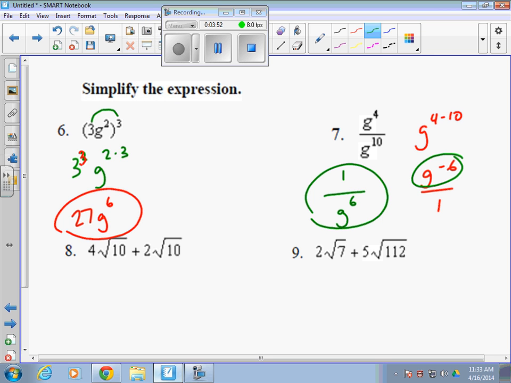4 times the square root of 10 plus 2 times the square root of 10, they have the same radical, so add 4 and 2 to get 6. I mean 6 times the square root of 10.